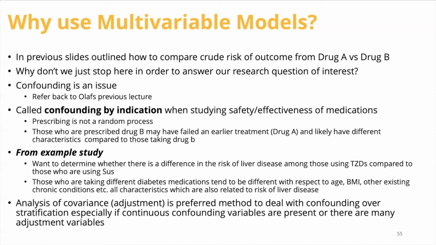From our example study, we wanted to determine whether there was a difference in the risk of liver disease among those using TZDs compared to those using sulfonylureas. Those taking different diabetes medications tend to be different from each other with respect to things like age, BMI, and other existing chronic conditions, which are all characteristics which are also related to the risk of liver disease. So in order to deal with this confounding, we tend to use a statistical adjustment within a model, or analysis of variance, to deal with confounding. We typically use this over stratification because statistical models make it easier to deal with multiple confounders at the same time, as well as continuous variables.